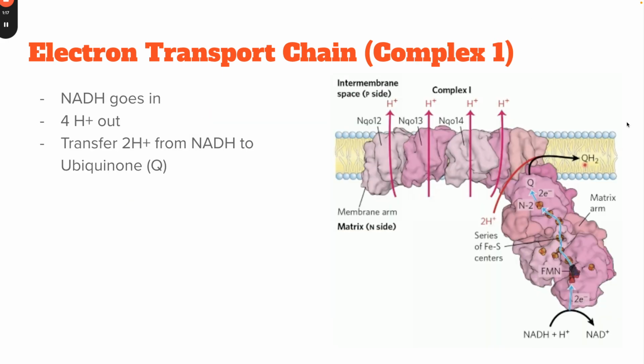Okay, sounds good. So we're at the beginning of our electron transport chain. We're going to start off with complex 1. It's also called NADH ubiquinone oxidoreductase. So that gives a pretty good idea of what this complex does.